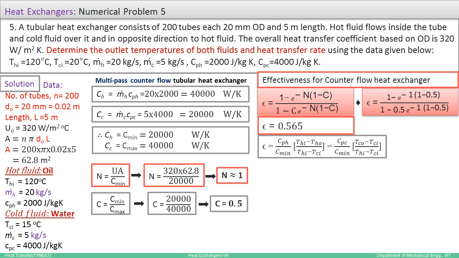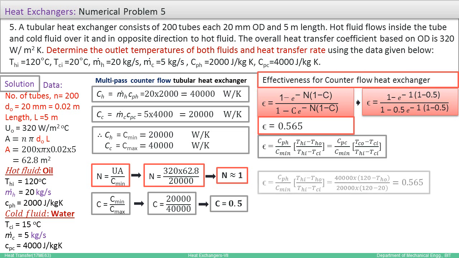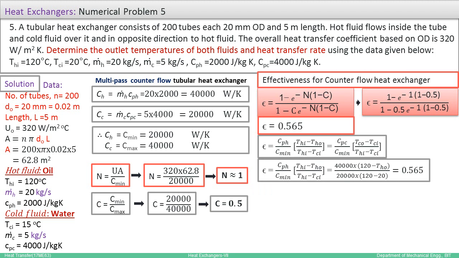From that, if you observe closely, the equation gives you the only unknown THO when the first two terms are considered. And when the first epsilon equation is compared with the second term, that is CPC into (TCO minus TCI) divided by (C minimum into (THI minus TCI)), TCO is the unknown. So we consider these two equations separately, and we can find out THO and TCO correspondingly.